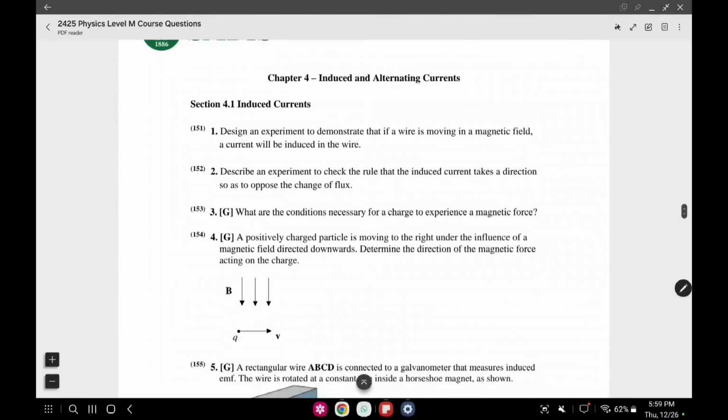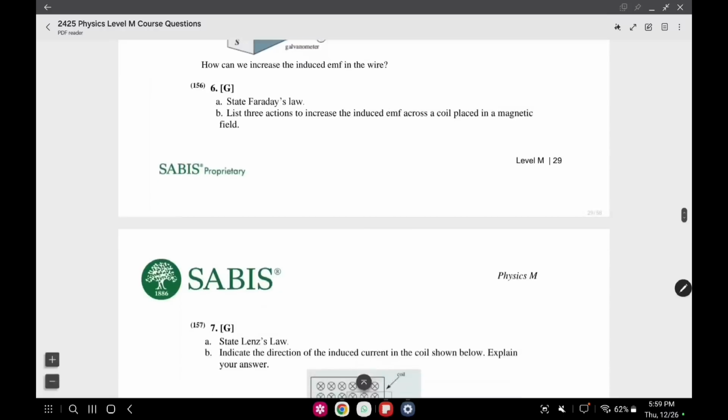This is physics course division 4.1 till 4.2.